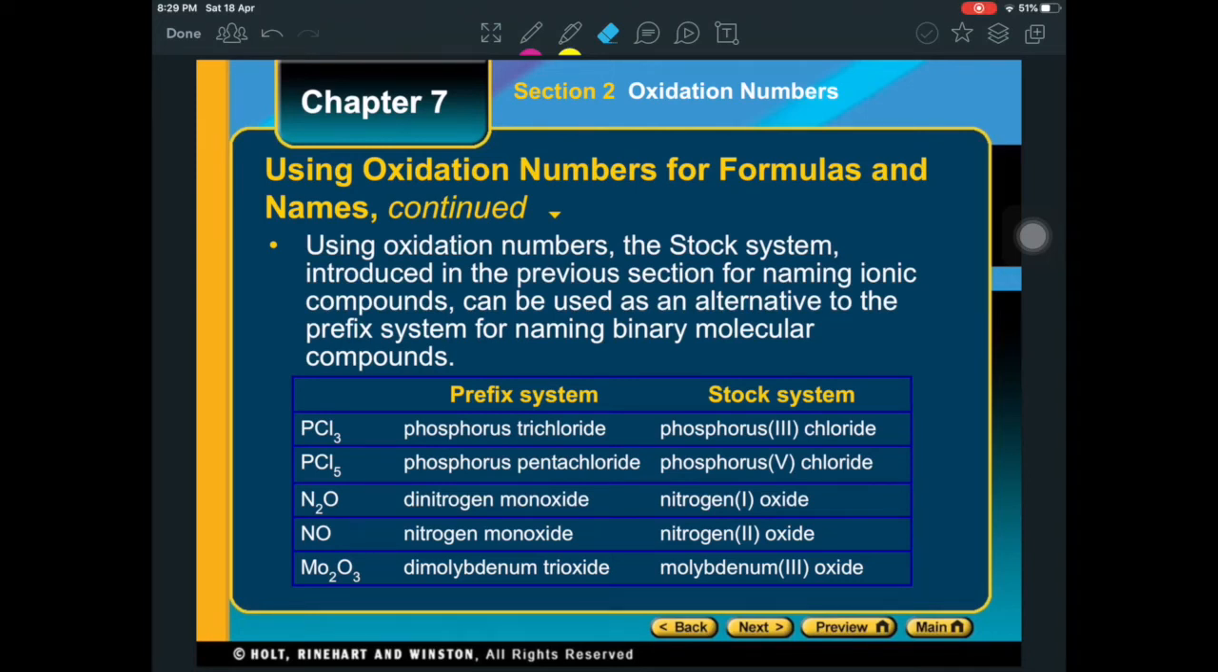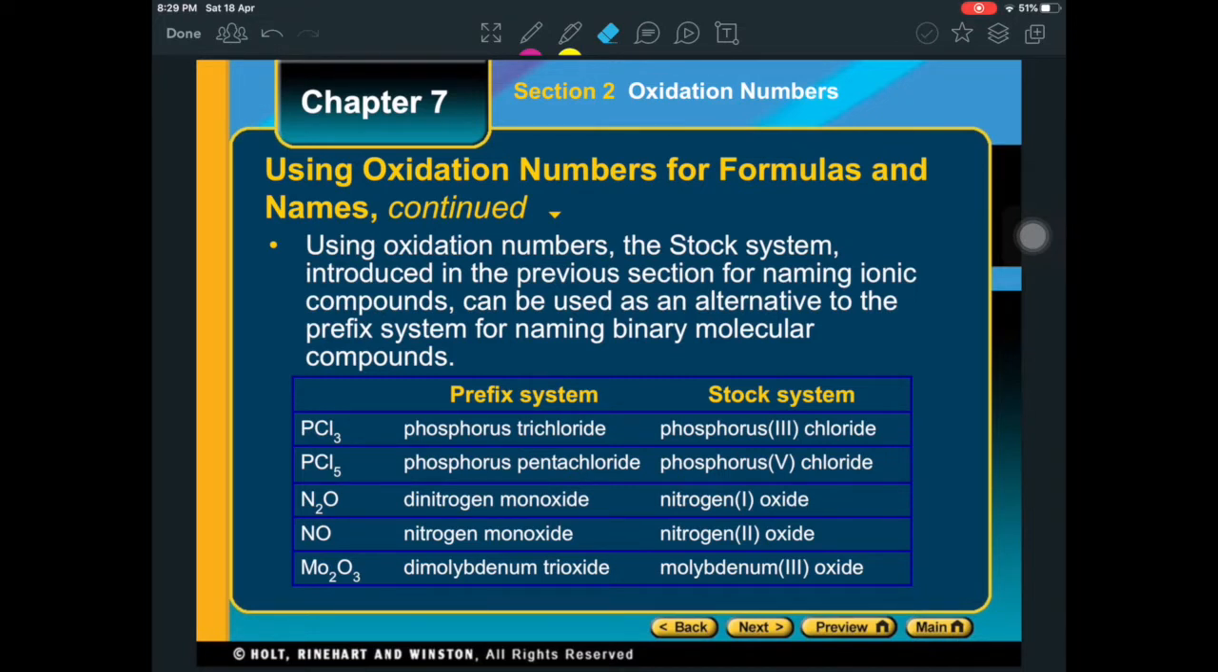Hey guys, so we are starting the day 3 video today, and today we're going to be talking about naming molecular compounds using the stock system. Okay, so last week we talked about using the prefix system to name molecular compounds.